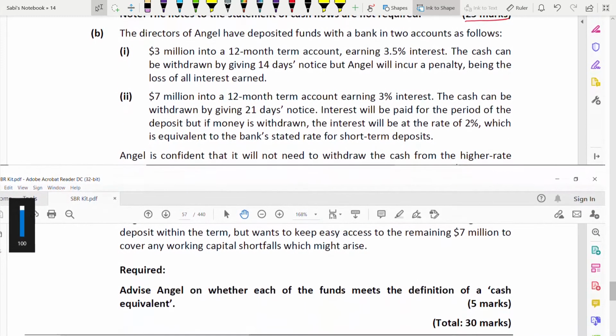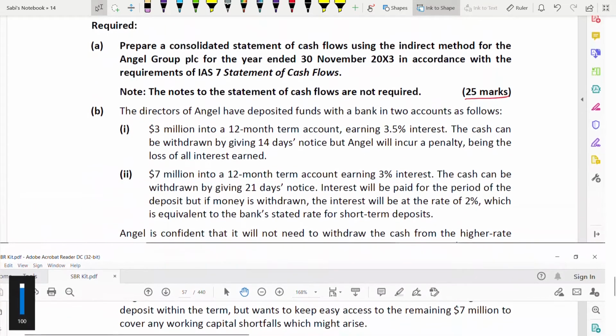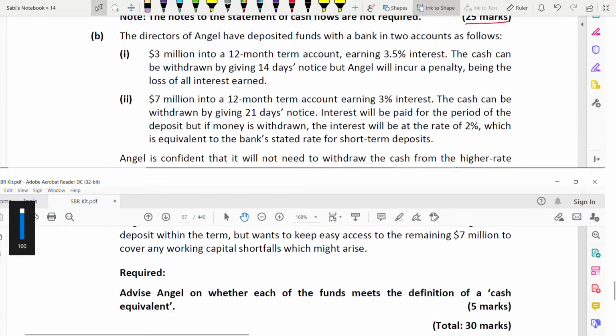Next one is 5 marks. The directors of Angel have deposited funds with the bank in two accounts as follows. Out of these two accounts, you have to advise Angel whether each of the funds meets the definition of cash equivalents or not. For you to know whether it meets the definition, you should know the definition of cash equivalent. That's why when you are going through SBR concepts, I would say please go through the definitions and memorize them, because it's very important. And it's only for 5 months.